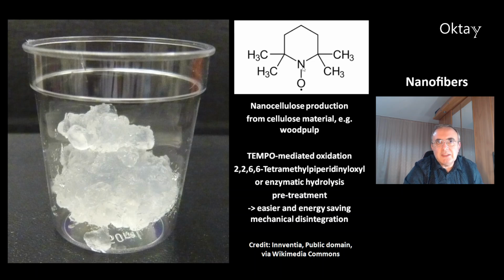This is the compound. The ring atom with the highest atomic number is number 1. In this case, it's nitrogen. Then it's number 2, 3, 4, 5, 6. That's why 2, 2, 6, 6. And this treatment has the advantage that this pre-treatment makes it easier, and you need less energy for making the nanocellulose by mechanical disintegration.